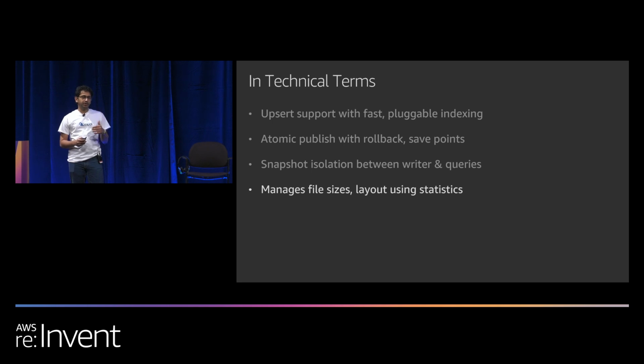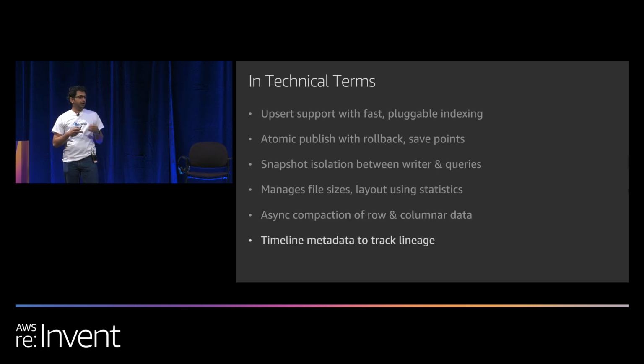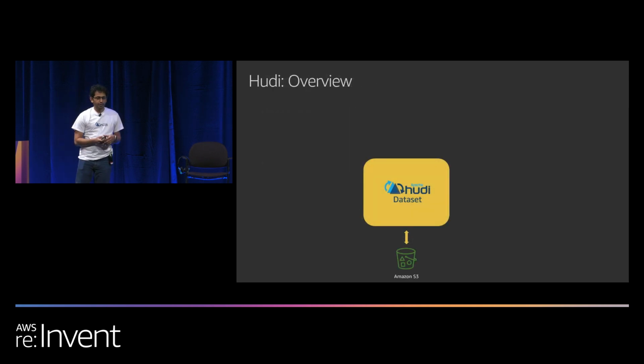So we make a conscious attempt to spend more time on the writer side to size the files properly. And these are things we had to do out of the box because we were running Hudi for 3,000, 4,000 tables at Uber. So this had to be done at a platform level. It also has the ability to asynchronously compact your row-based and columnar data sets. And it internally tracks all the actions that you perform on a data set in a timeline, and this can be used to build a lot of other cool features as well.